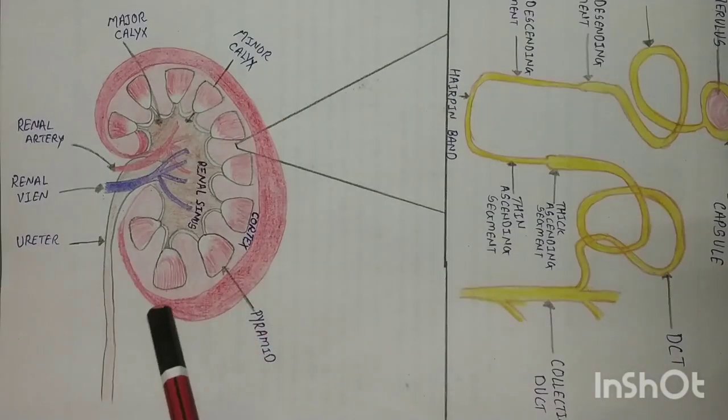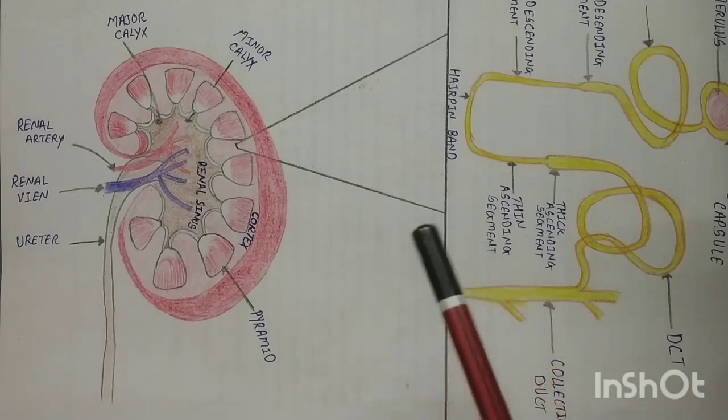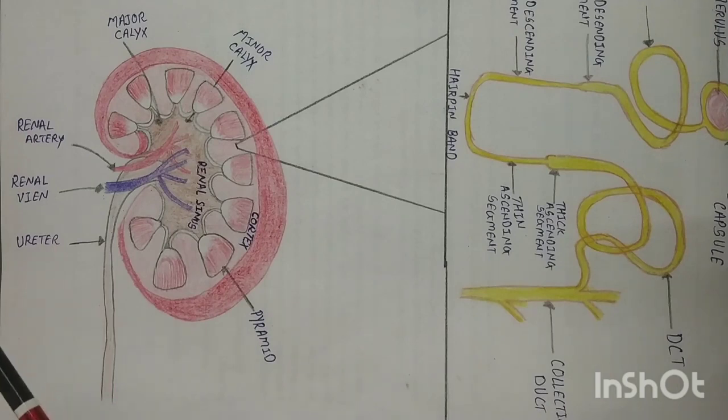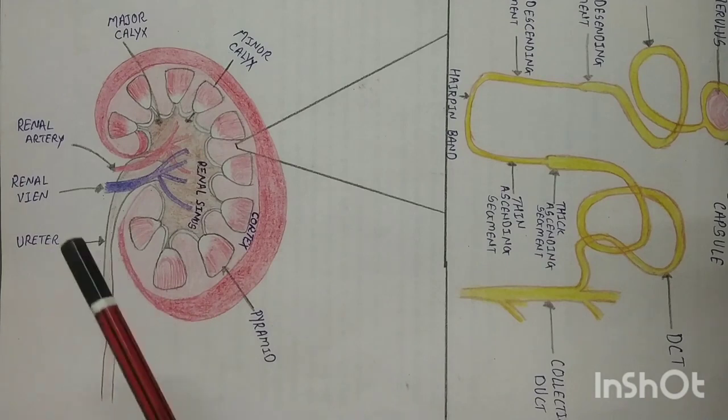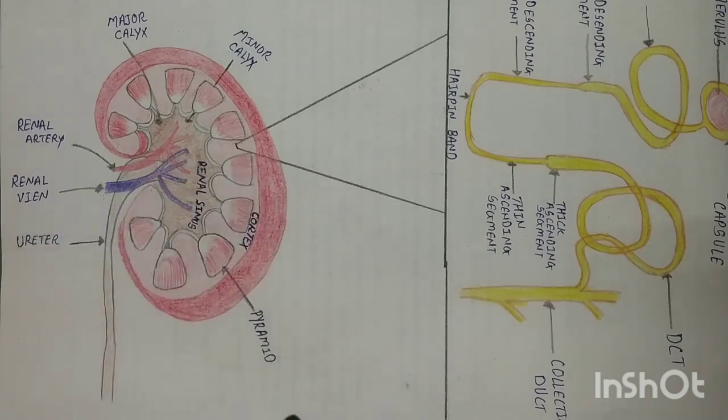In the renal sinus, some vessels come into the kidney, and some vessels go out from the kidney. The one vessel that comes into the kidney is the renal artery. Artery means it carries oxygenated blood for the kidney cells, the kidney parenchyma and the stroma of the kidney. So of course the renal artery comes into the kidney, and two vessels go out from the kidney.